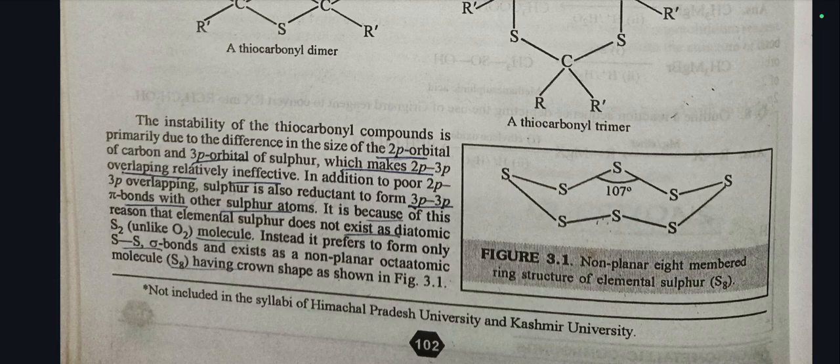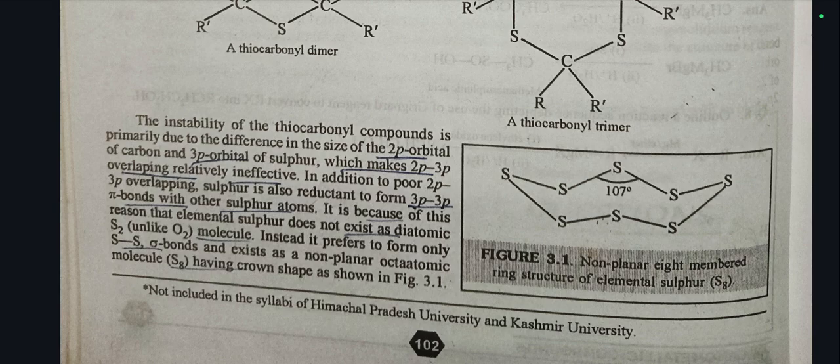In addition to poor 2p-3p overlapping, sulfur is also reluctant to form a 3p-3p pi bond with another sulfur atom. It is because of these reasons that elemental sulfur does not exist as a diatomic S2 molecule, unlike the O2 molecule. Instead, it prefers to form only S-S sigma bonds and exists as a non-polar polyatomic molecule, S8, having a crown shape as shown in the figure.